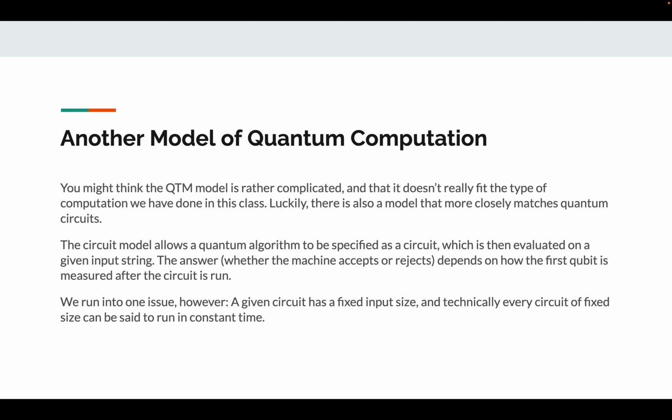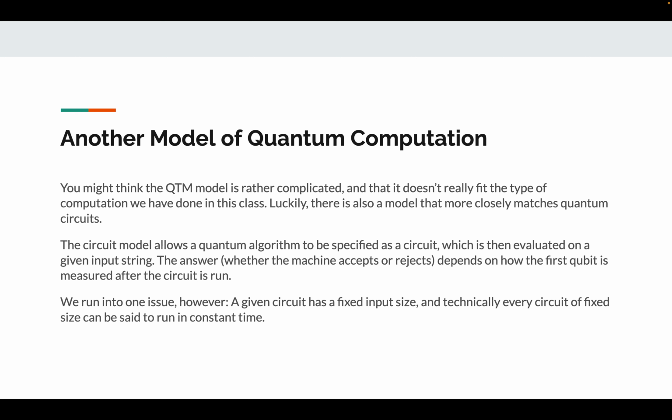A solution, an algorithm, is given as a circuit. You feed in the input as the qubits that go in, and it puts its output as a qubit which is measured, where 1 means accept and 0 means reject. You do run into an issue when you do this, though. These circuits can't be analyzed, because if you have a given circuit with fixed input size, as a circuit is specified with an input size, then technically that circuit has O of 1.